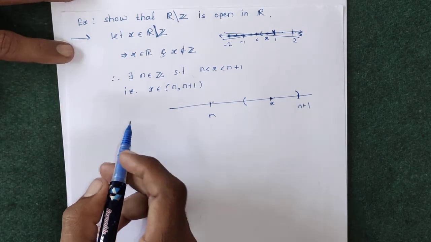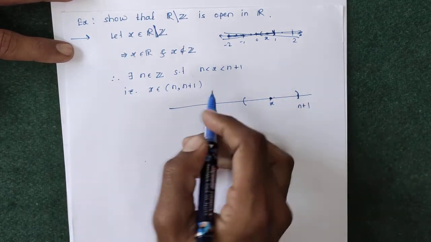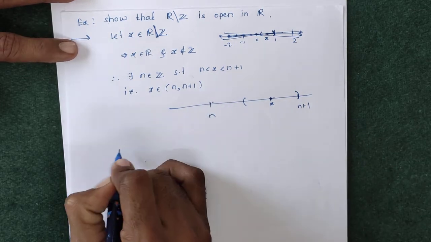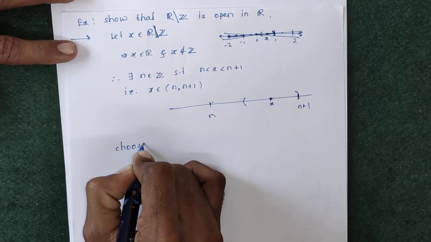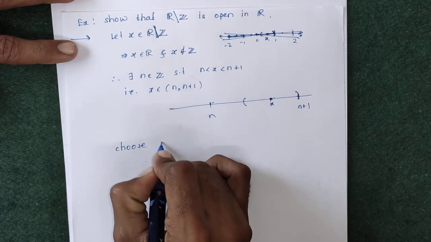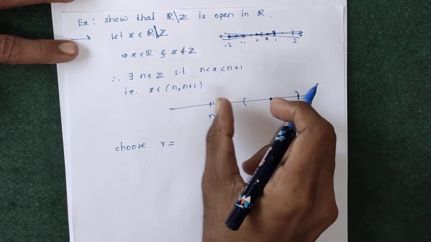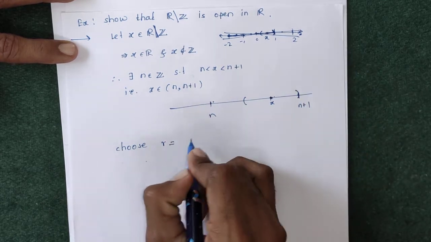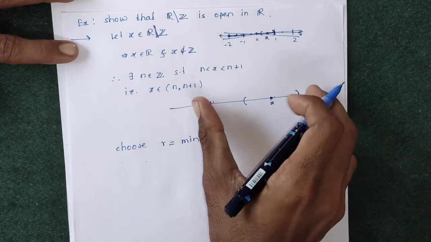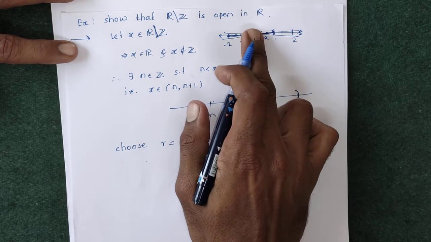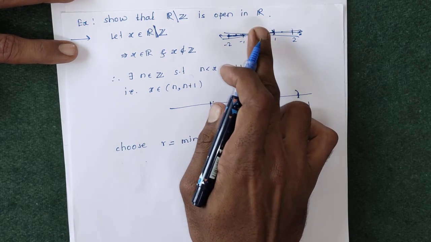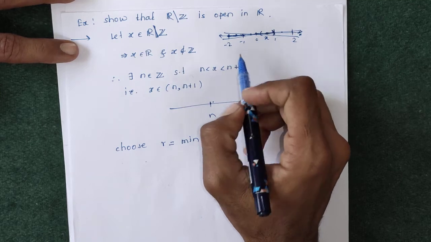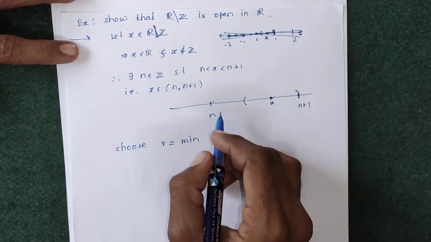So here x is in between n and n plus 1, there is no need to draw this diagram. We have to choose the radius. So here suppose r is the radius, the minimum of the distances between n and x, and x and n plus 1. Here R is a metric space and d is not given here, so we can use the distance d(x, y) equal to mod x minus y.